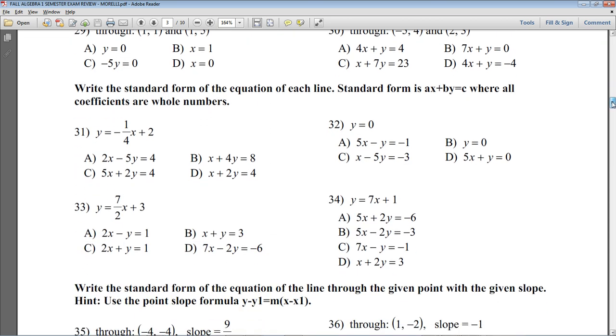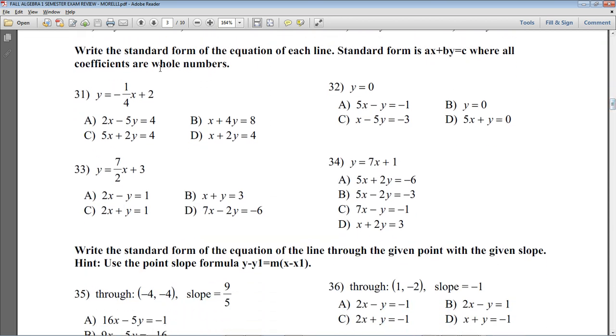All right, scrolling down, some more standard form work. Write the standard form equation of each line. Standard form is ax plus by equals c, where all coefficients are whole numbers. It should also say, and a is positive. Okay, so let's look at number 31. At this point, we should be getting pretty good at this. Number 31, we are given the slope-intercept equation of a line, y equals negative 1 over 4x plus 2. Okay, and we're going to convert that to standard form.